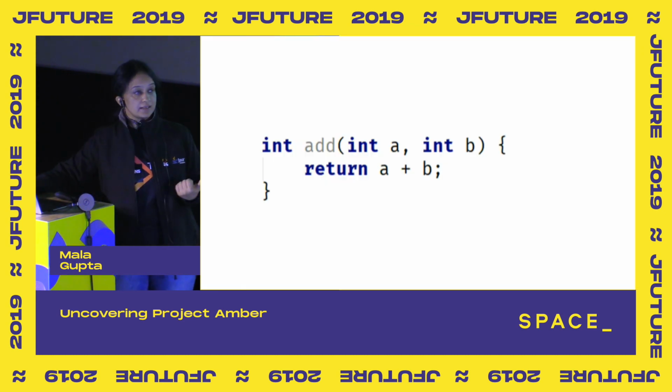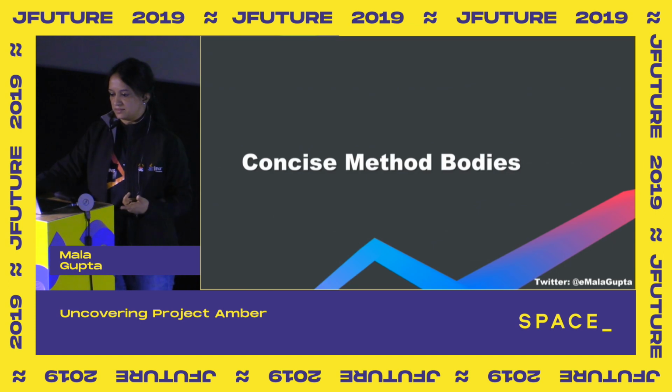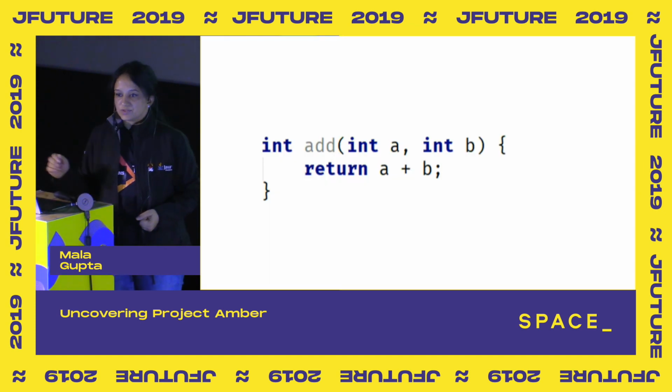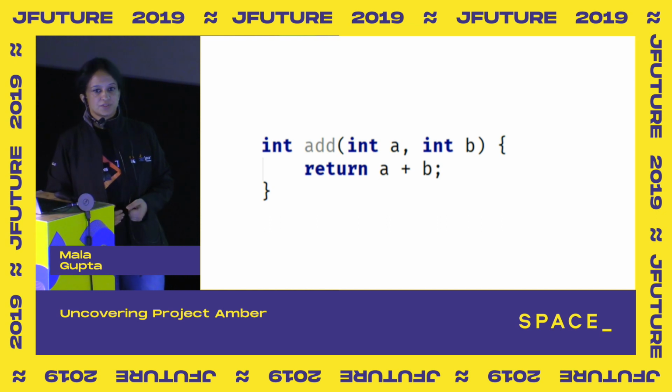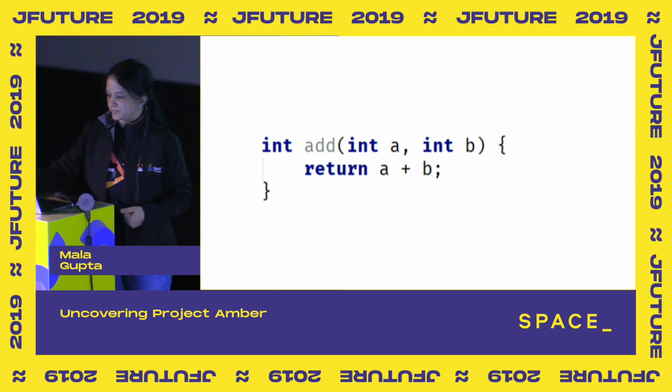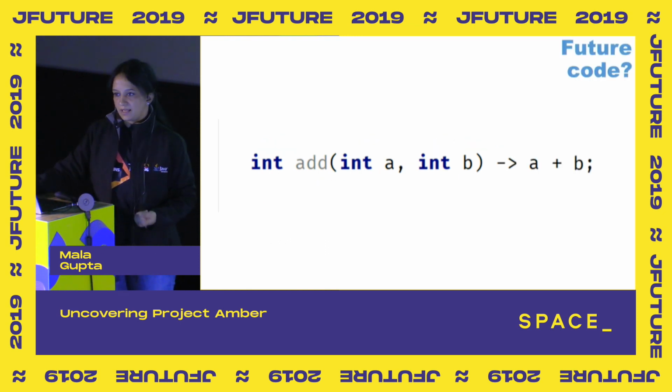Okay, so I'll move to the other topic, which is concise method bodies. This is how you have been used to defining your methods. We're talking about one-liner methods here. And with concise method bodies, you would be able to use the lambda syntax to define a method.